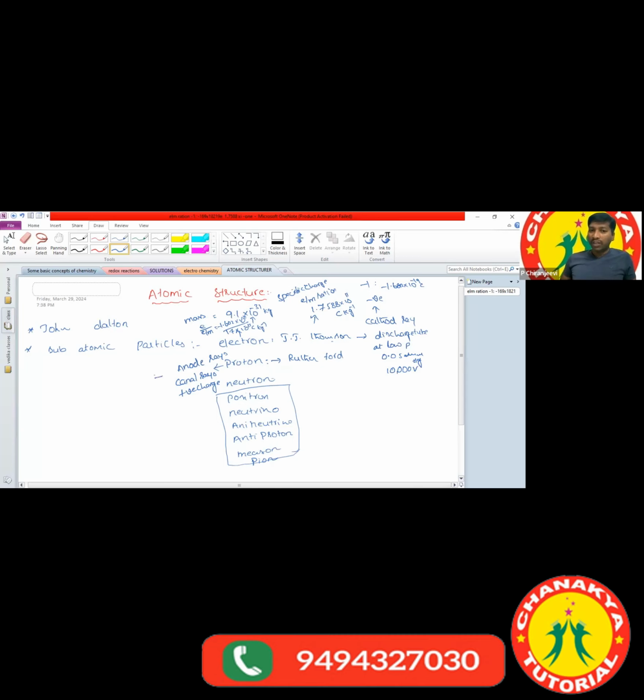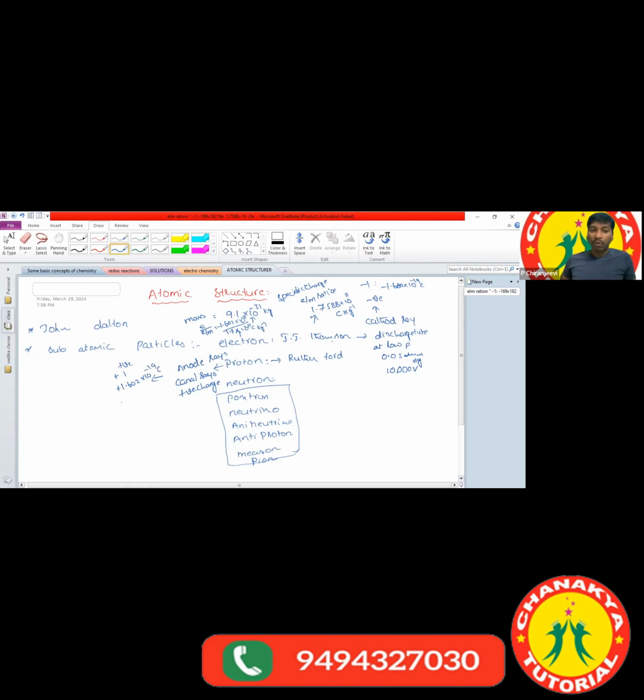What is the charge of the proton? The charge we generally take as positive, plus one. So the charge of the proton is plus one. And what is the exact charge of the proton? The charge of the proton is plus 1.602 into 10 power minus 19 coulombs.